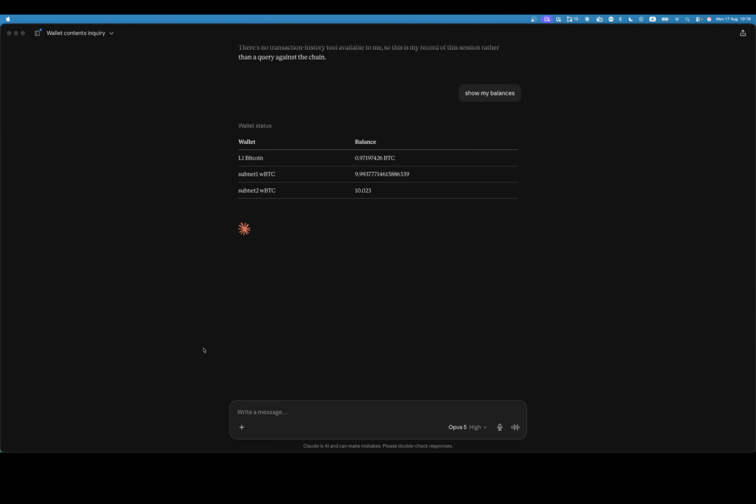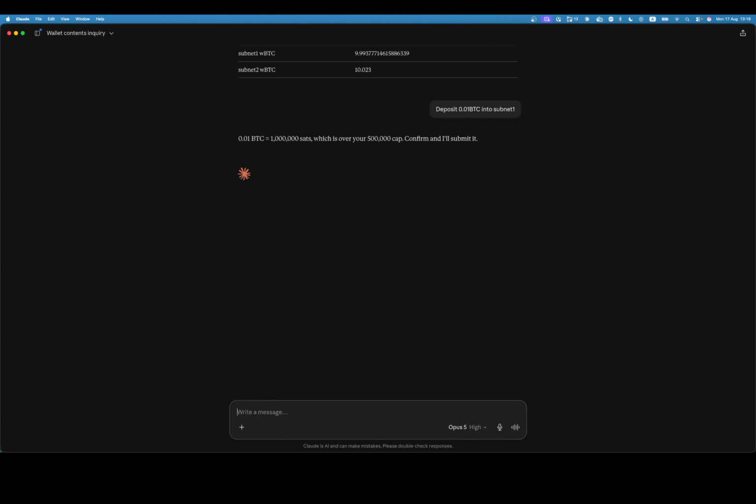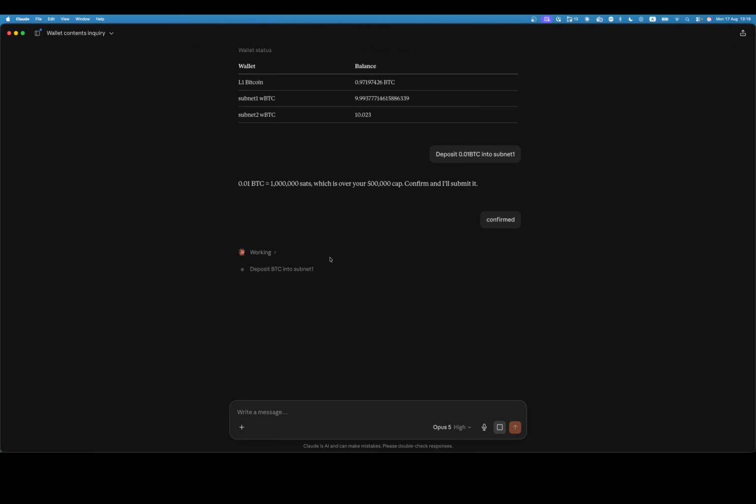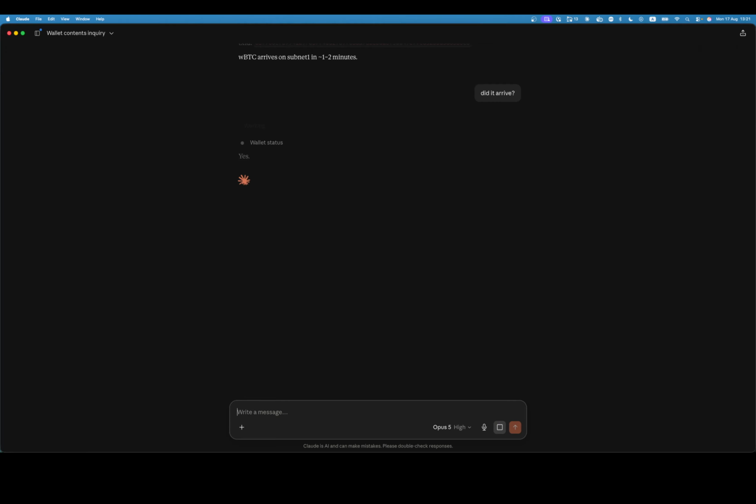The agent can also deposit Bitcoin from the Bitcoin L1 chain to a subnet. It will ask us for the confirmation. And now in the backend, the server is creating the correct transaction, which will deposit to our address in the subnet. And the tool can check our balance as well.